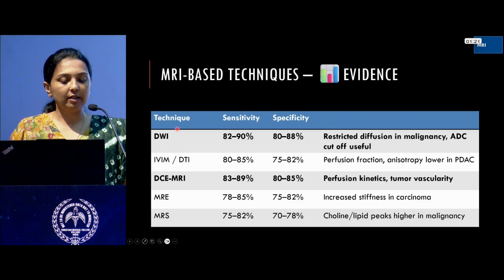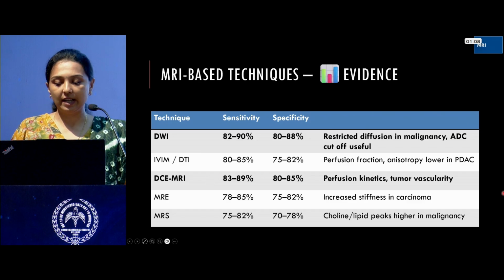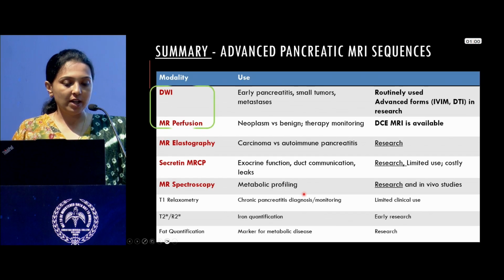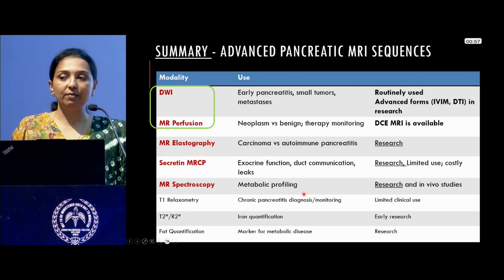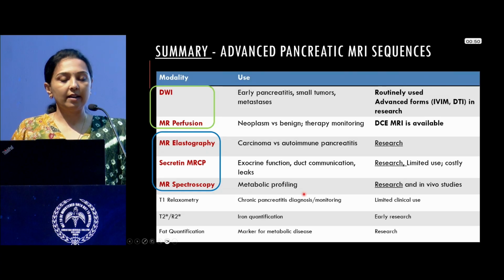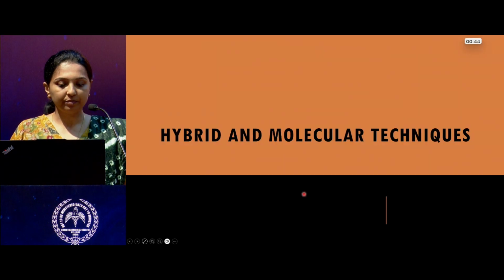So, we can see here that all of these MRI-based techniques that we have spoken about have a fairly good sensitivity and specificity, with diffusion and perfusion-based MRI, which are actually available and used in many centers, having sensitivity and specificity of around 80 to 90%. So, a summary of MR techniques: diffusion and MR perfusion are valuable for identifying malignancy. MR elastography, MRS, and secretin MRCP are evolving techniques. They are currently in the research arena but have potential for future clinical application.